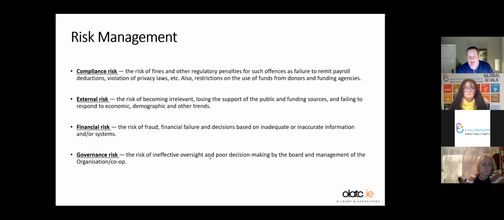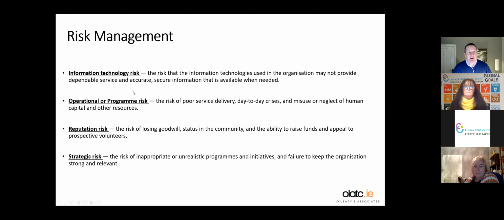Governance risk, again, is a massive issue with every organization, not a lot of organizations, just poor decision making, ineffective oversight. Again, really important that there's good governance in place. If there's not, there are huge issues and huge risks involved. That's linked to the compliance risk as well, by the way. The last one is IT risk.